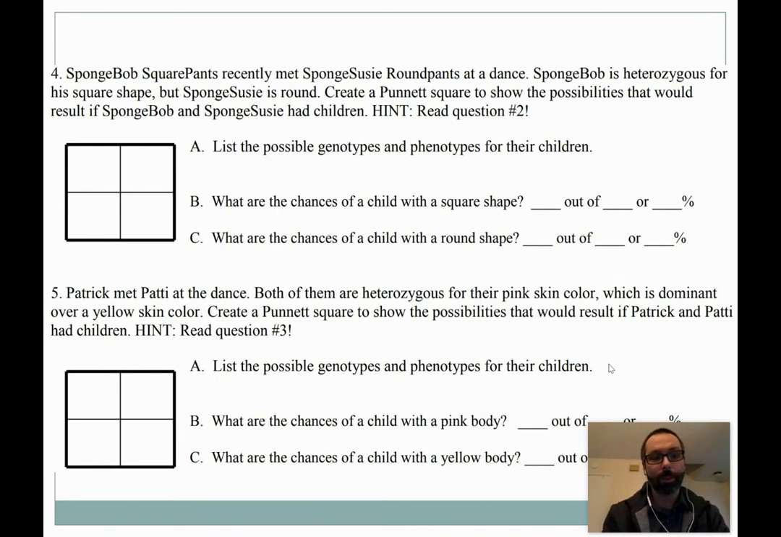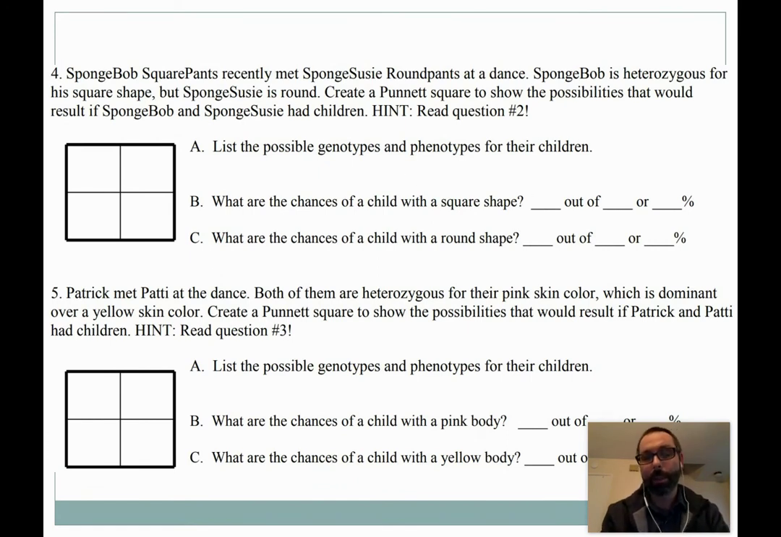So I'm going to do number 4 right here. First thing about these is that you have to read the question carefully. SpongeBob SquarePants recently met Sponge Susie Roundpants. SpongeBob is heterozygous for square shape, but Sponge Susie is round. We want to know all these different possibilities, what are the chances?